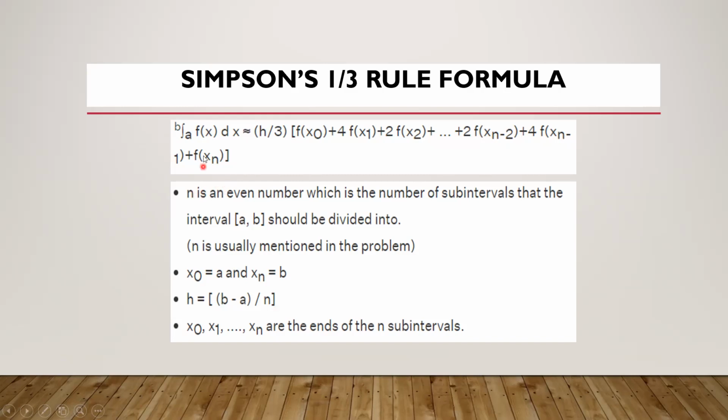So n is defined in the formula as an even number, which is the number of subintervals that the interval a, b should be divided into. N is usually mentioned in the problem. So x0 is equal to a and xn is equal to b. So a is the lower limit and b is the upper limit. To find h, we use the formula h is equal to b minus a over n. So x0, x1, up to xn are the ends of the n subintervals.